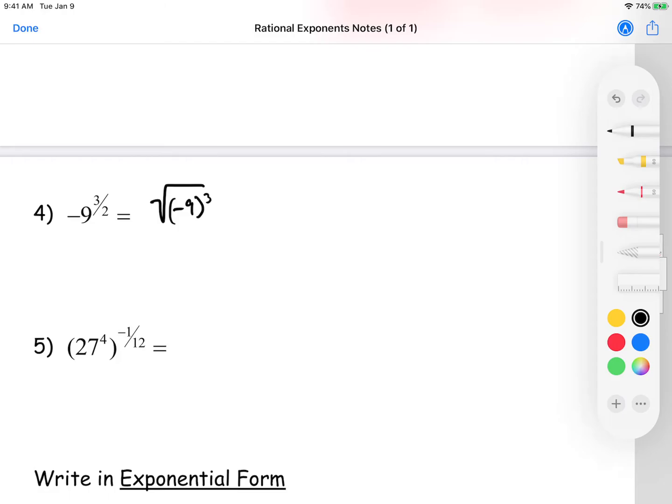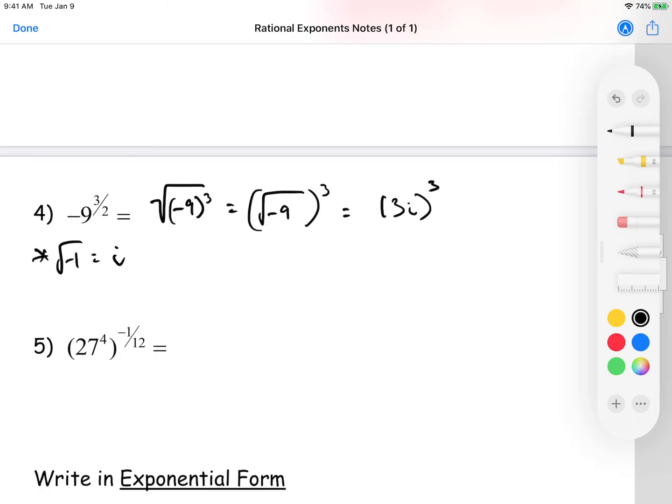It's negative, right? So, because it's negative, if we rewrite this as the square root of negative 9 cubed, this would be the square root of negative 9. It would not be a real value. In this case, it would be 3i, because remember, just a little refresher, the square root of negative 1 is i. So this would be the same thing as 3i cubed.